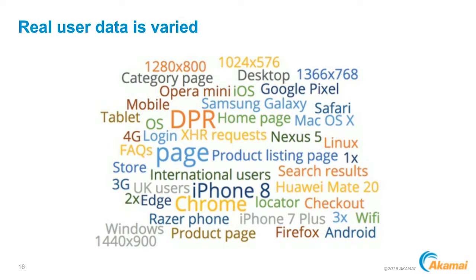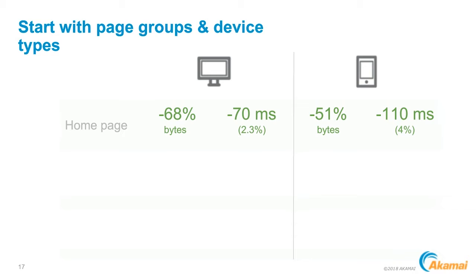So our first bit of advice today is to make sure when you're using real user data that you break your data down by common device types and common and popular page groups. It makes perfect sense that for an e-commerce website trading today, the most popular device types are desktop and mobile, and the most common pages are the home page, the product listing page, and the product page.